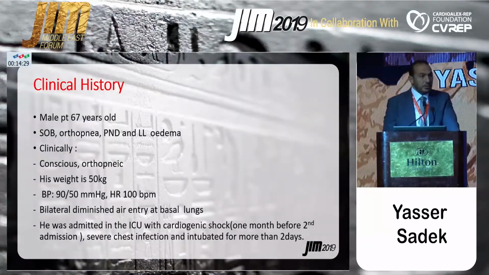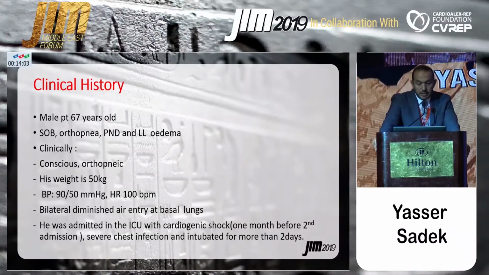This is a male patient, 67 years old. He is complaining of shortness of breath, dyspnea, paroxysmal nocturnal dyspnea, and lower limb edema. Clinically, he is conscious and orthopneic. His weight is only 50 kilograms, and his blood pressure was 90/50. His heart rate is high, 100 beats per minute.